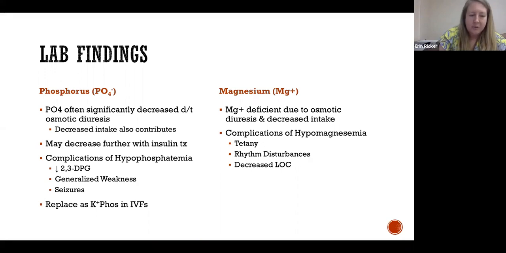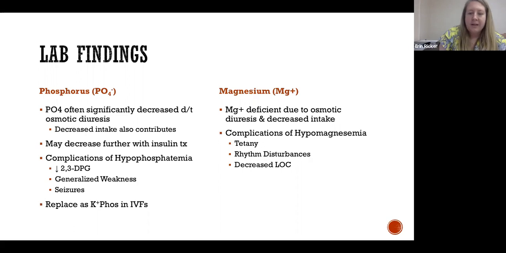And you definitely want to replace if your phosphate level gets below 1. Ideally, we'll do this by placing K-phos in our fluids, which kind of serves 2 purposes. It helps with our phosphorus component, and it also prevents us from using KCl and causing too much hyperchloremia, preventing us from being able to close our anion gap.